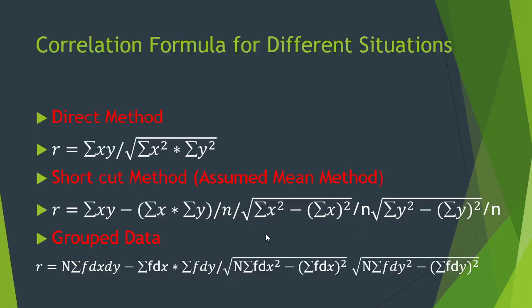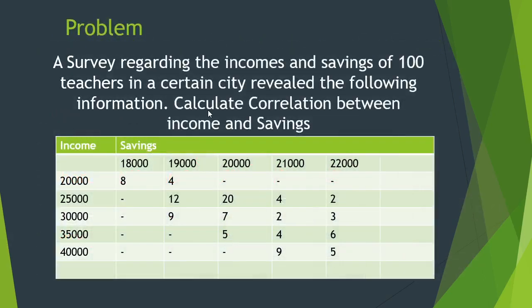So here we are solving Karl Pearson's coefficient of correlation. Again, we are taking a problem under group data. Here's a problem: a survey regarding the income and savings of 100 teachers in a city revealed the following information. Calculate the correlation between income and savings.